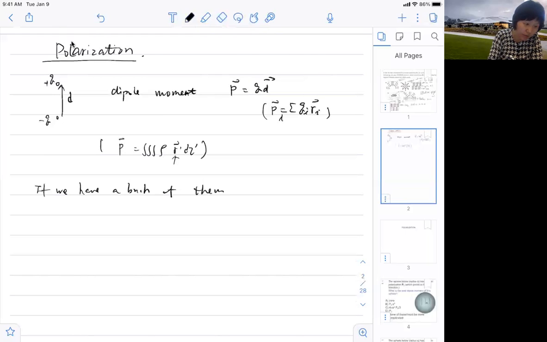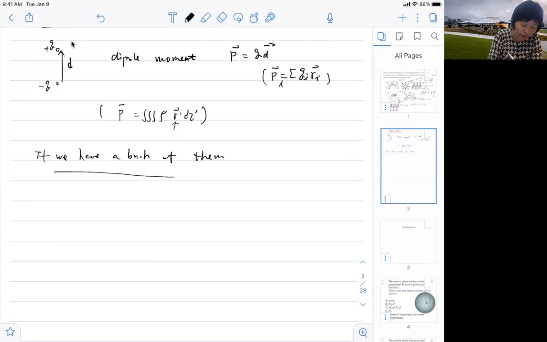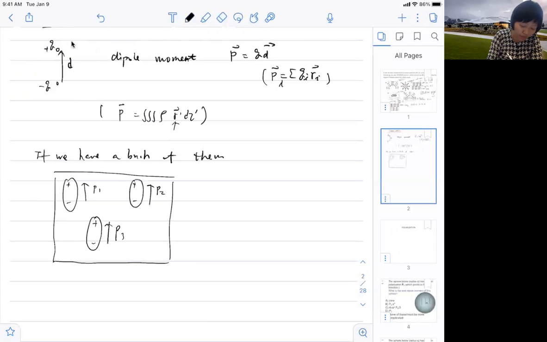inside the material, you can look at a material, you have a lot of dipoles like this, P1 this way, another dipole P2 this way, and another dipole with P3 this way. So here we have what we call dielectric materials. And what do we mean by dielectric? They're not conductors.